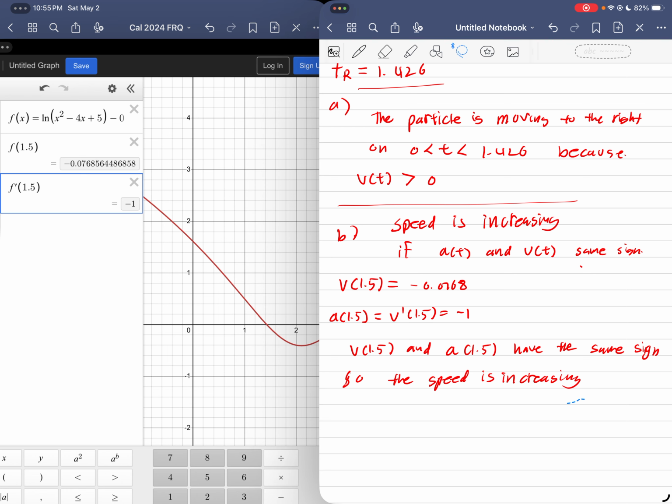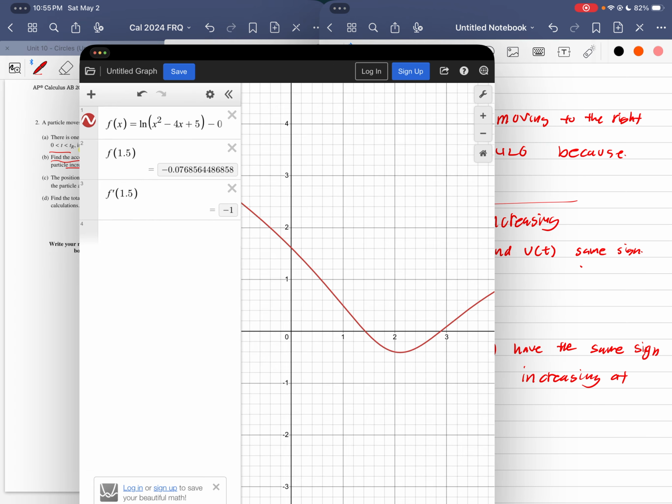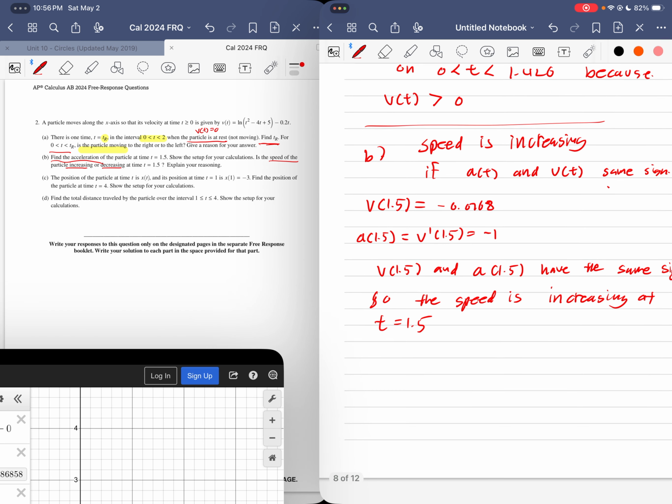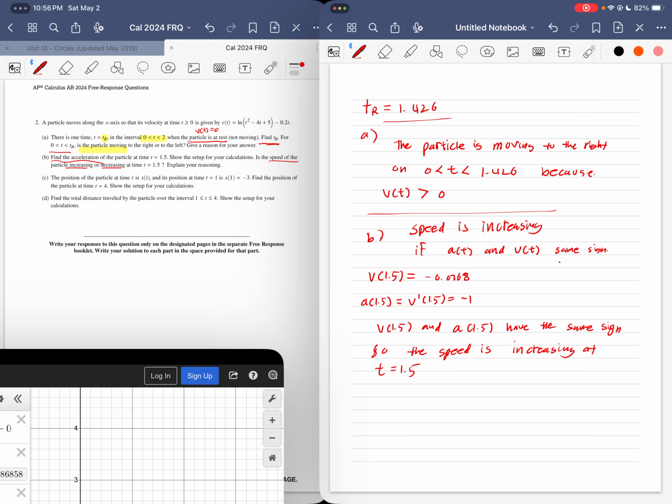Dang, I write so ugly. Increasing at time equals 1.5. That's how you do it. It's so easy. All right, so that's about it for this one.